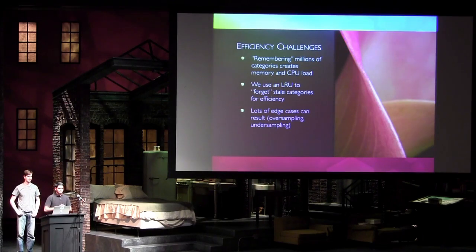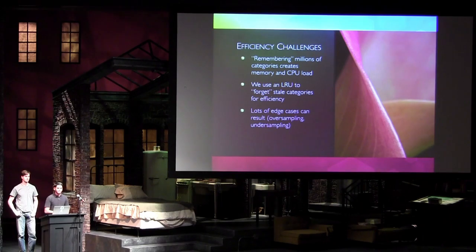So I mentioned that we were using the last time we saw an event per category. So that's an efficiency issue because, as Baron mentioned, we have lots of categories. In some cases, we have millions of categories to keep track of. And what that means is for every one of those categories, we have to keep track of the last time we saw an event coming from that category.